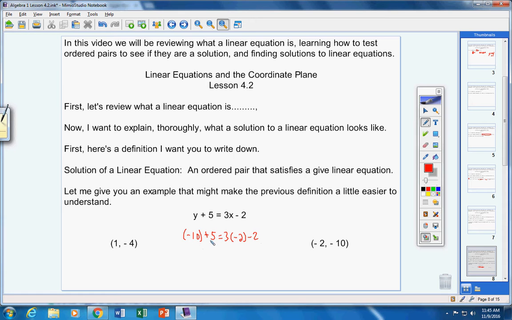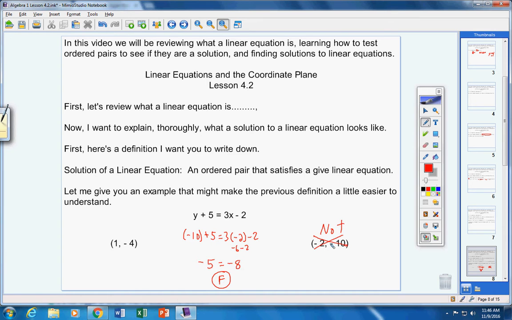-10 plus 5, you owe me 10. You pay out 5, you owe me 5. 3 times negative 2 is negative 6. Negative 2, you owe me 6. You owe me 2 more. You owe me 8. Negative 5 equals negative 8. Is that true or false? That's false. So this ordered pair does not satisfy the linear equation. Thus, it is not a solution.